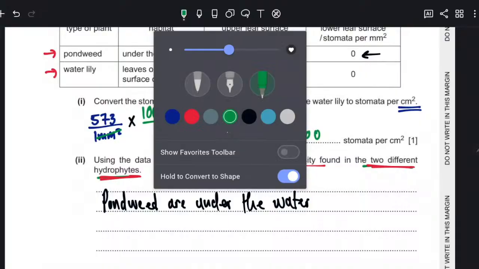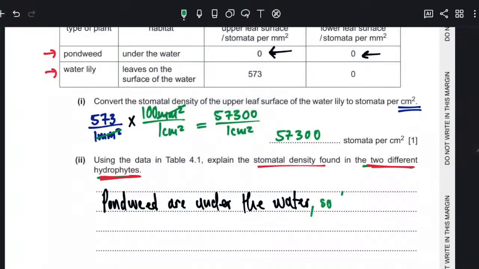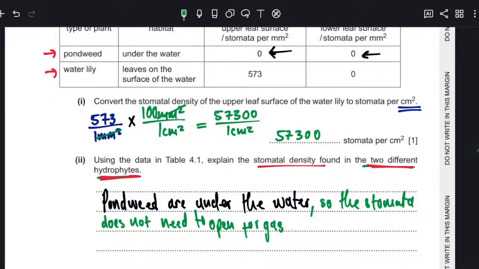So, the stomata does not need to open for gaseous exchange. Are we together? Students, can you see this?